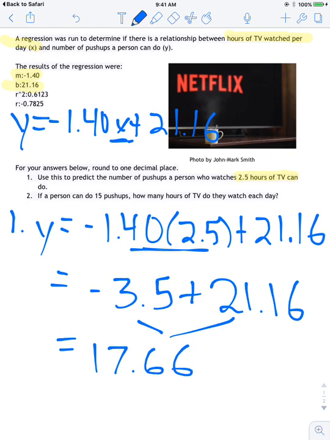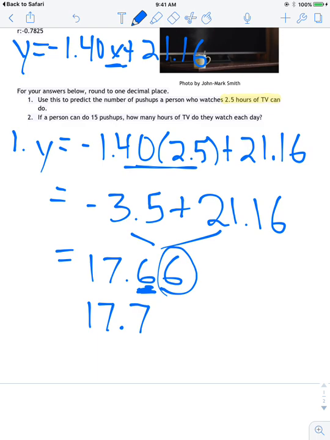Now we're almost done. We have one more step because they want us to write our answer rounded to one decimal place. So to round, you look at the next place after the place you want. So we want the first decimal place, so we're going to look at the next number. If that number is 5 or bigger, we're going to round the number we want up. Because 6 is bigger than 5, we're going to round that up to 17.7. So a person who watches 2.5 hours of TV would on average do about 17.7 push-ups.